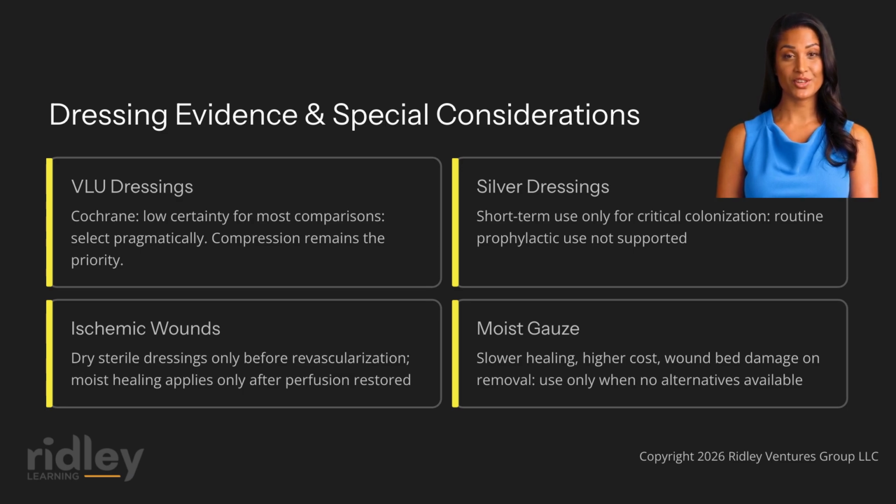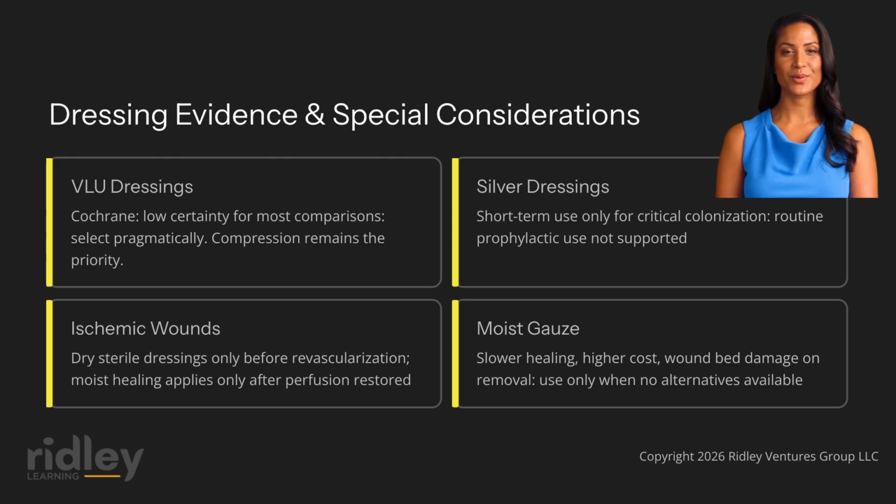So what does that mean for you in practice? It supports a pragmatic approach to dressing selection based on clinical assessment of wound characteristics, patient preferences, and cost considerations rather than adherence to a single best dressing type. The review reinforced the principle that the most important factor in venous leg ulcer management is adequate compression therapy, with dressing selection serving as an adjunct to, not a substitute for, appropriate compression.